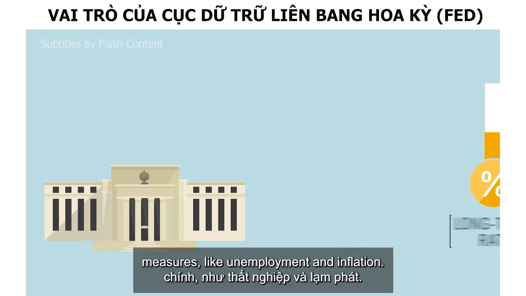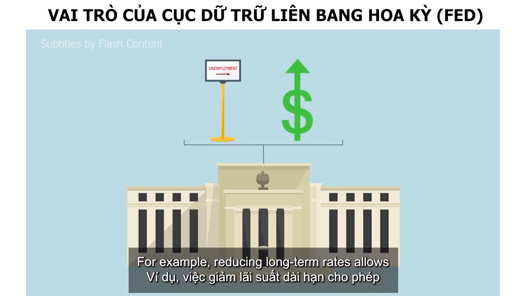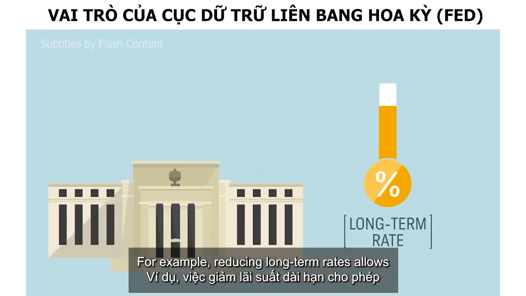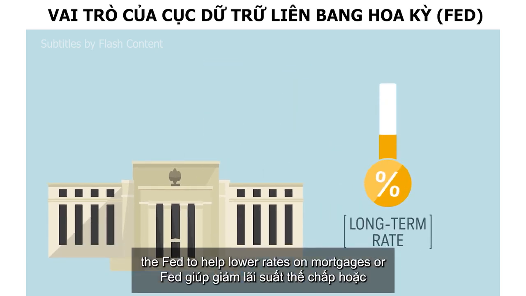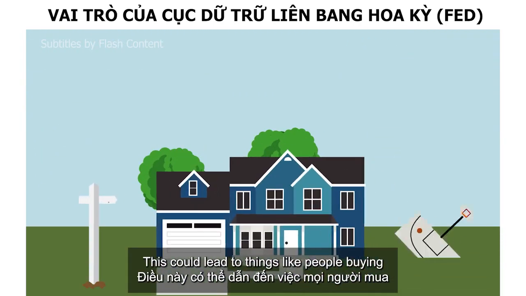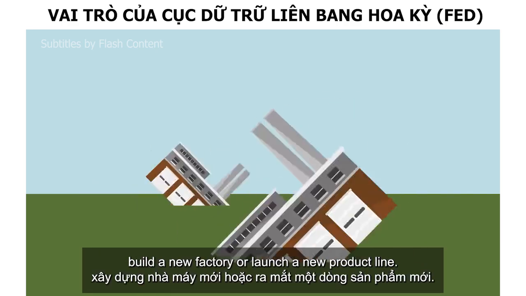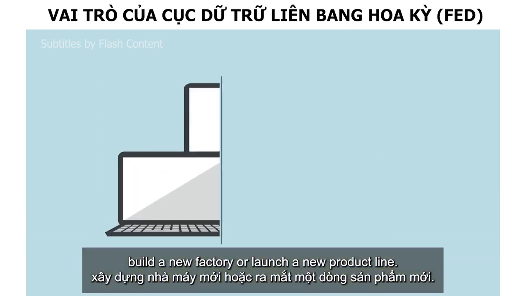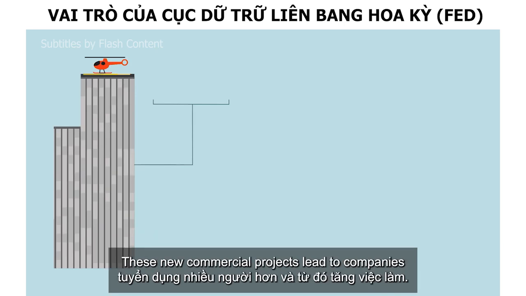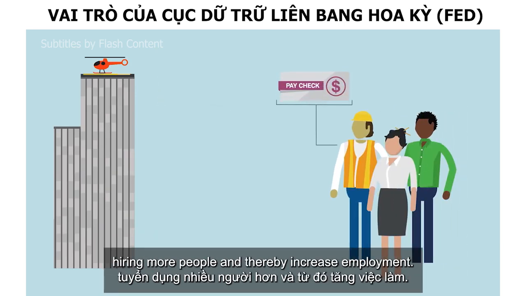The Fed's actions can impact key economic measures like unemployment and inflation. For example, reducing long-term rates allows the Fed to help lower rates on mortgages or other types of loans. This could lead to things like people buying new homes or companies taking out loans to build a new factory or launch a new product line. These new commercial projects lead to companies hiring more people and thereby increase employment.